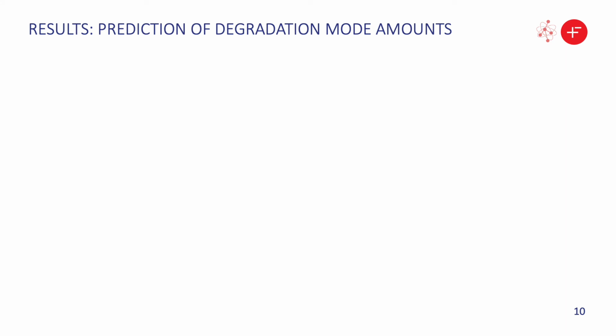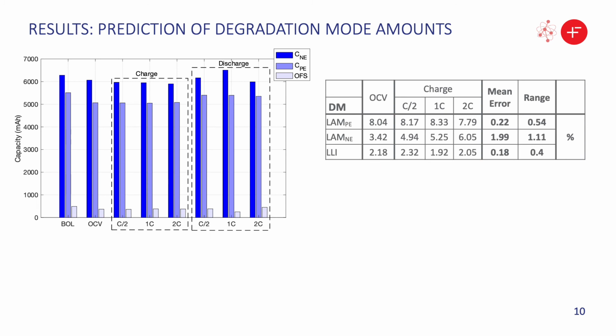Finally, we quantify the technique's performance in predicting degradation modes. The figure on the left is a copy of the figure from the last slide and is here for reference. The table shown gives the amounts of each degradation mode predicted by the state-of-the-art OCV method and by the charge cases for the new technique.